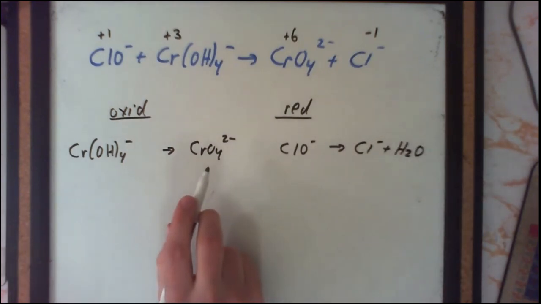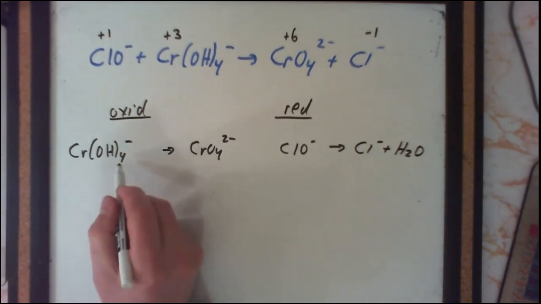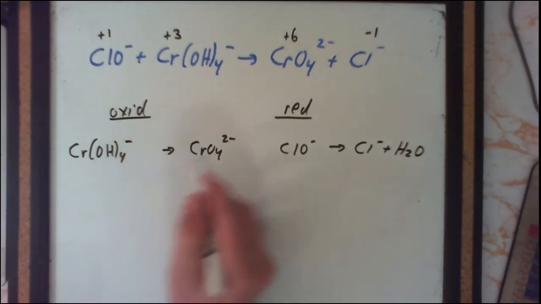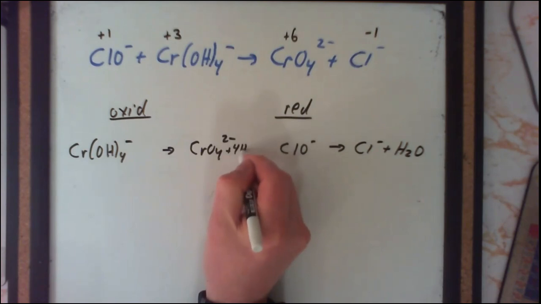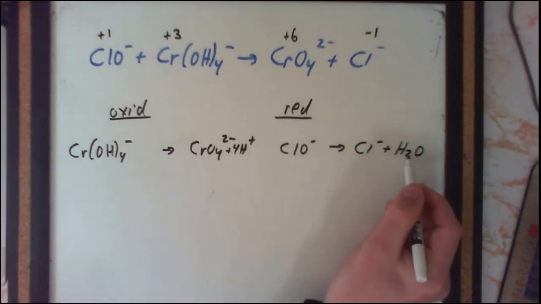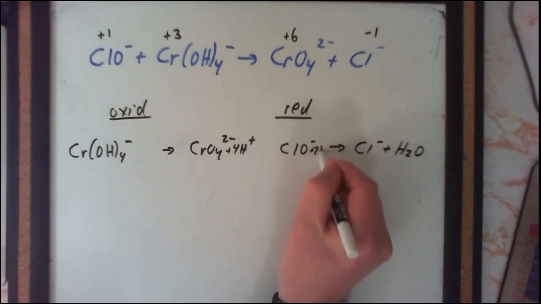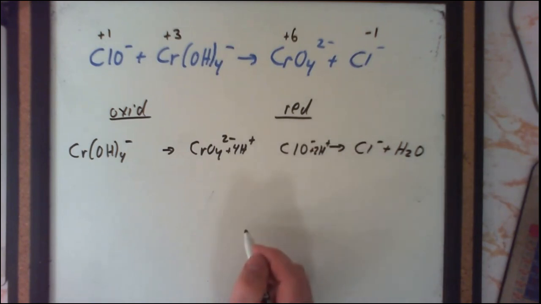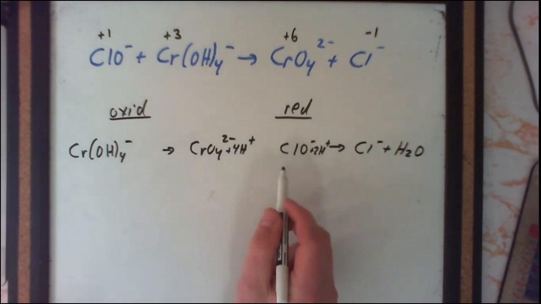Next step is to mass balance the hydrogen atoms with hydrogen ions. 4 hydrogen atoms versus 0, so we need 4 hydrogen ions. 2 hydrogen atoms, so we need 2 hydrogen ions. And then now everything should be mass balanced.